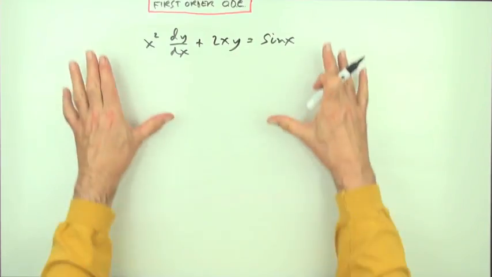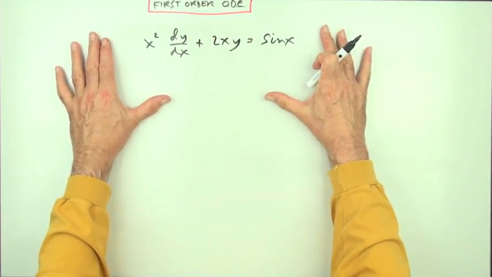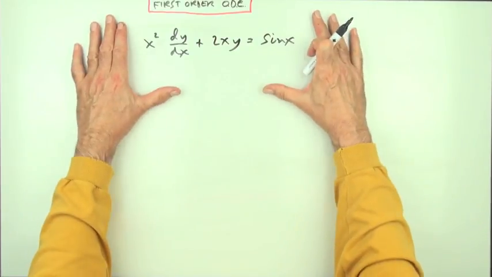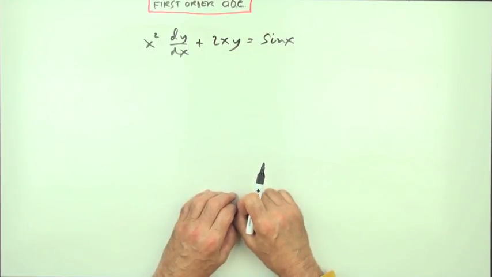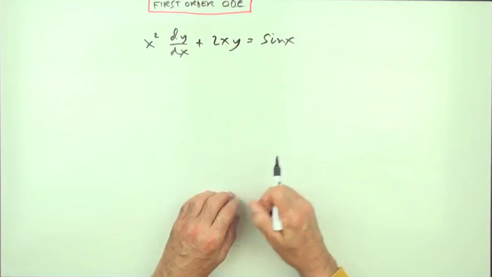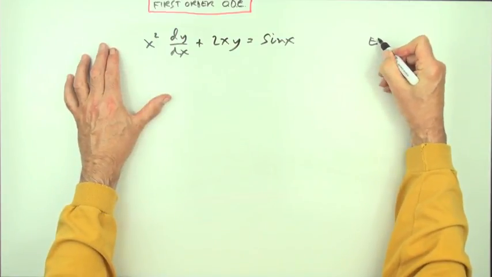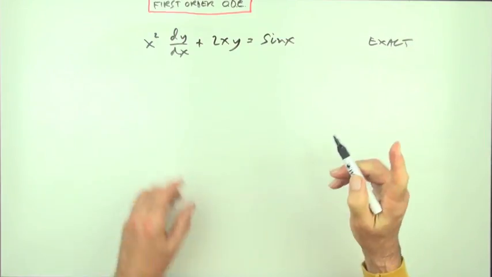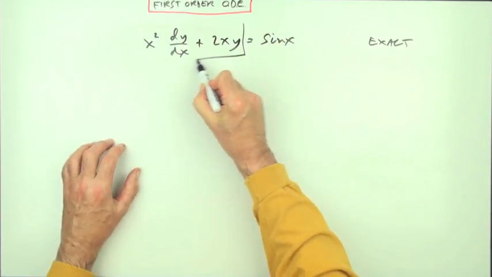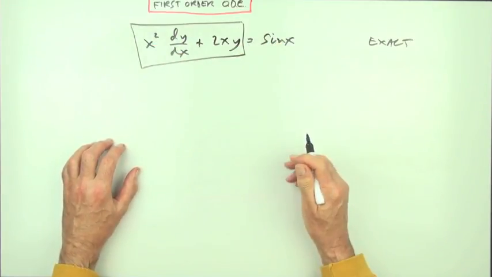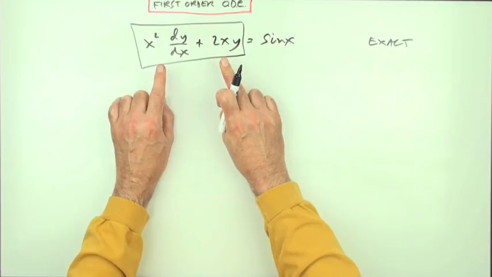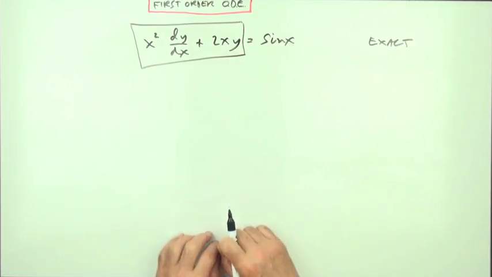Now this is actually an ideal one. This is a perfect first order equation. In fact, you call this type an exact one. The reason being, this side here is exactly the derivative of a product.